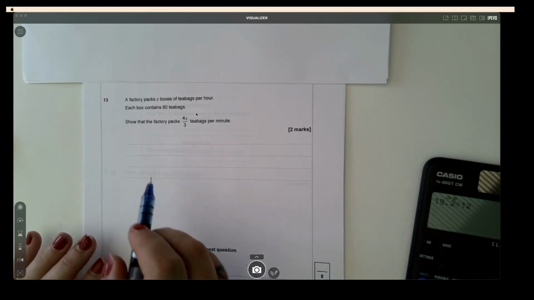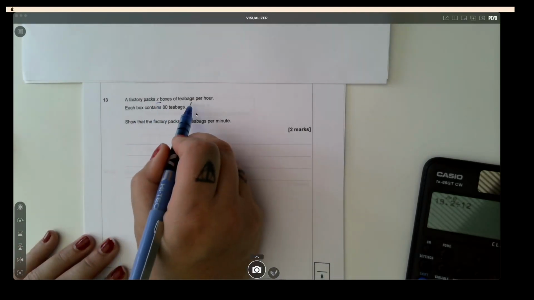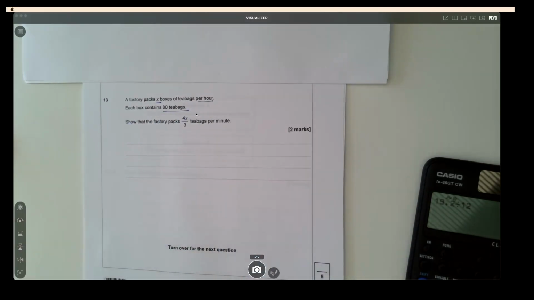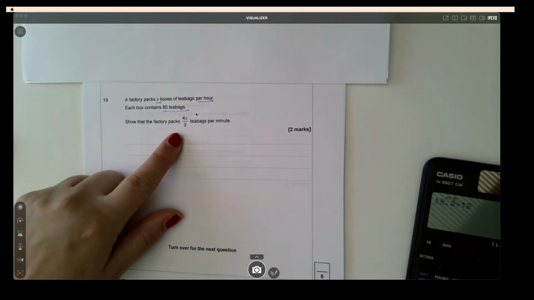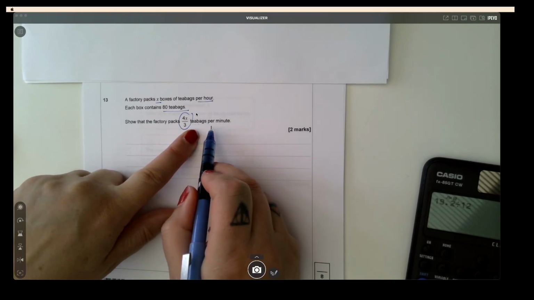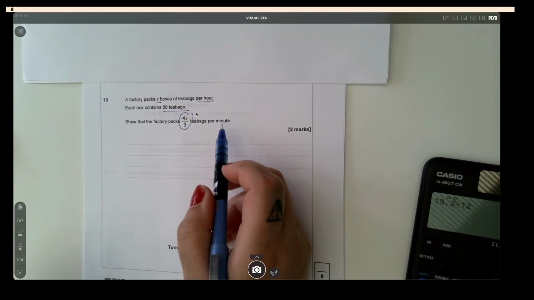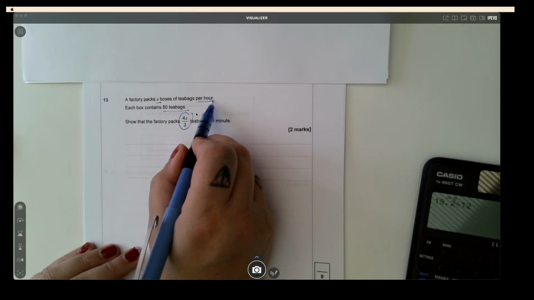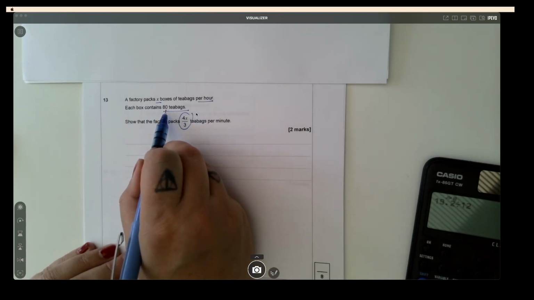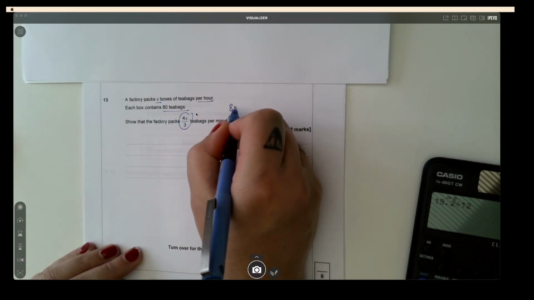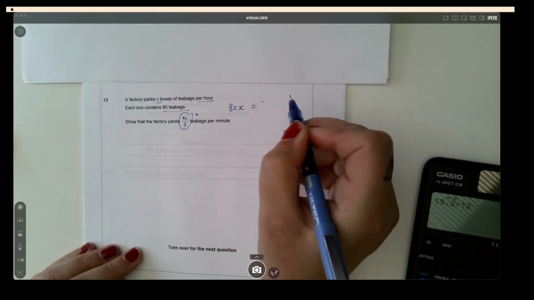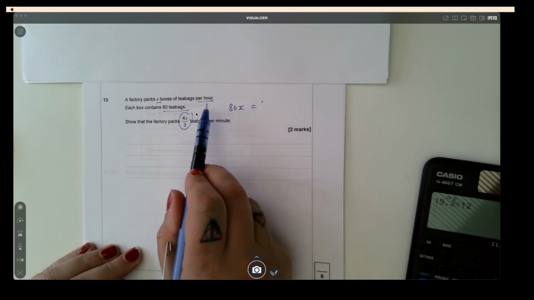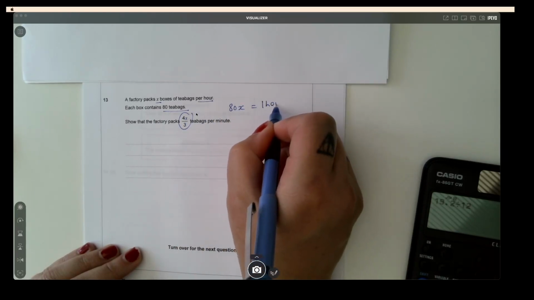Question 13. A factory packs x boxes of tea bags per hour. Each box contains 80 tea bags. Show that the factory packs 4x over 3 tea bags per minute. Okay, so x boxes in an hour, and each box contains 80 tea bags. So 80x will tell us the number of tea bags in total for 1 hour.